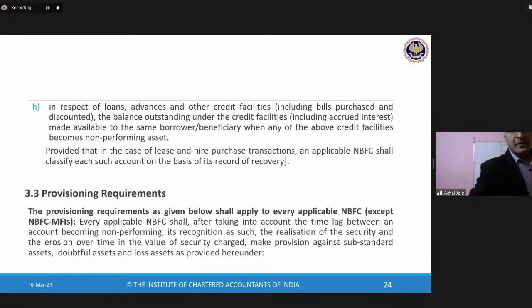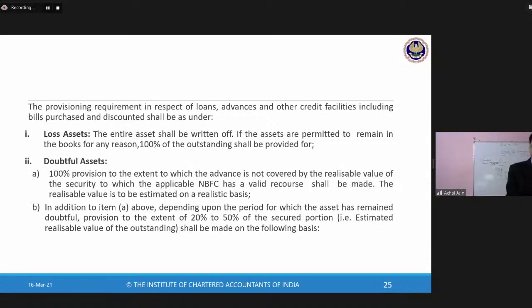These provisioning requirements vary depending on the type of asset that we have. Now for a loss asset, I think it will be very easy for all of you to make out, and on the basis of your understanding also, it would be very simple to understand. Loss asset is the one wherein all the hopes of recovery are lost. There's no chance money will come.